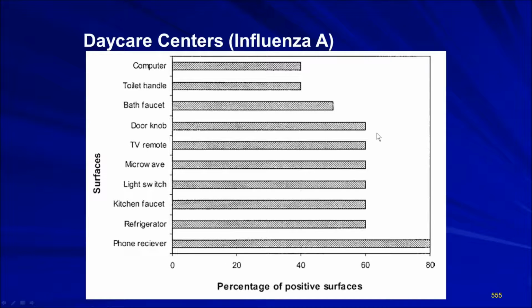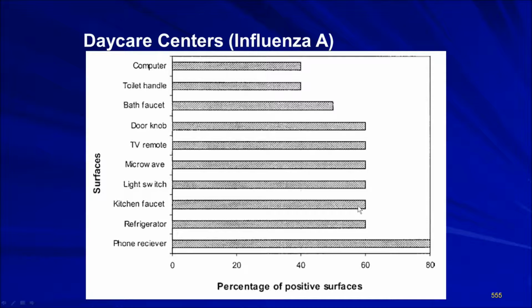We see the TV remote, the microwave. These surfaces are contaminated more than half of the time. Remember that fomite contamination can vary depending on numerous factors, including the purpose of usage, such as the toilet handle or the doorknob. And you would suspect that with influenza A, you would see maybe more of these items contaminated with influenza.